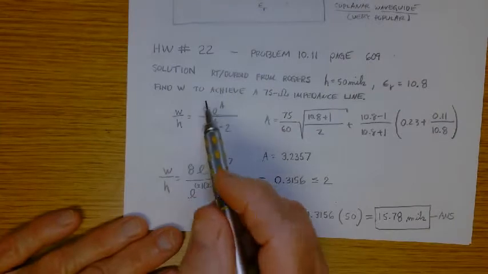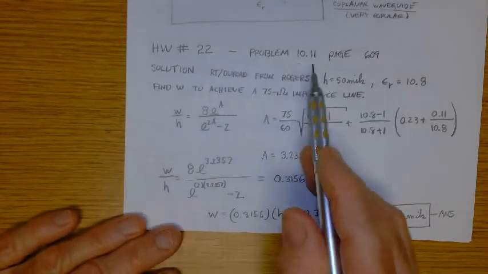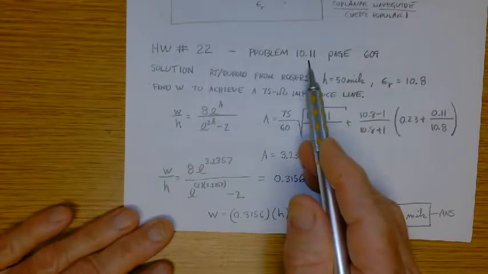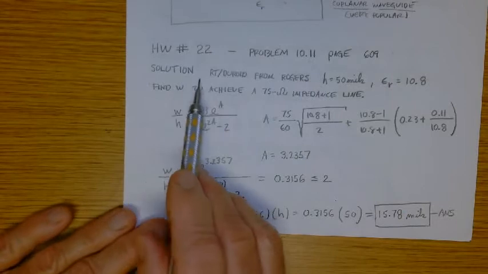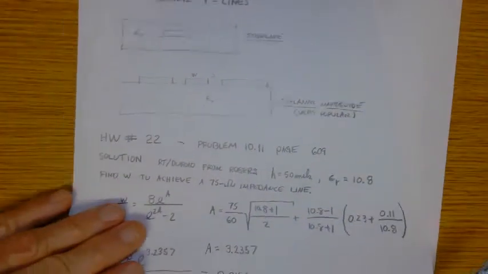All right. So let's look at homework number 22, which is problem 10.11. So we're just going to work some problems out of the back of chapter 10. Pretty good problems in general. Right. So what's the deal here?